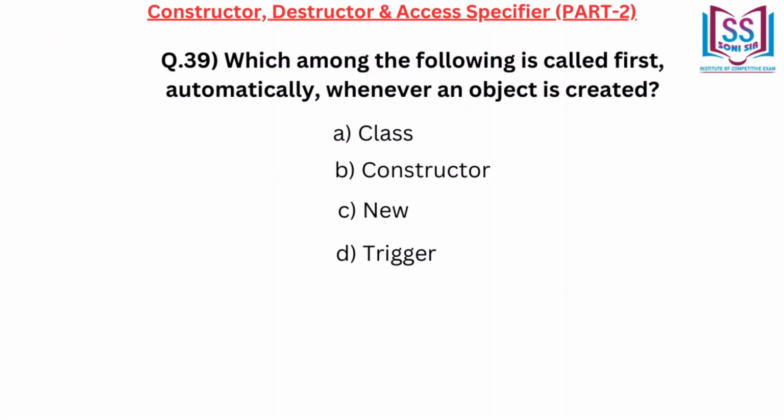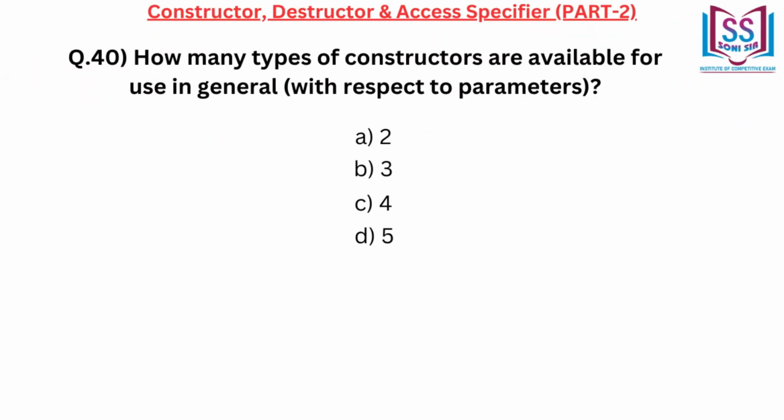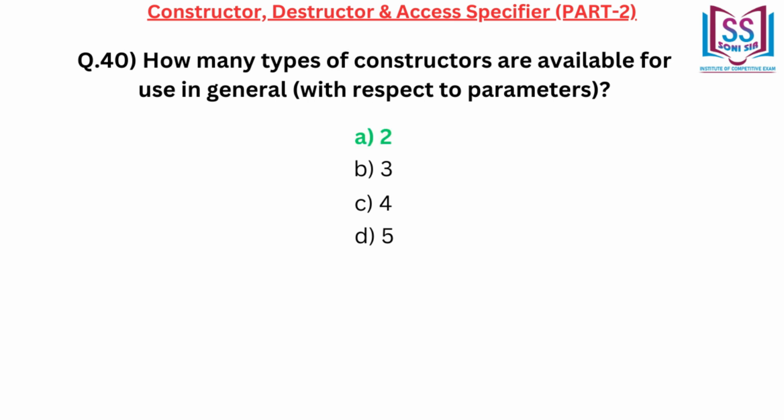Which among the following is called first, automatically, whenever an object is created? A. Class. B. Constructor. C. New. D. Trigger. Correct answer B. Constructor. How many types of constructors are available for use in general with respect to parameters? A. 2. B. 3. C. 4. D. 5. Correct answer A. 2.